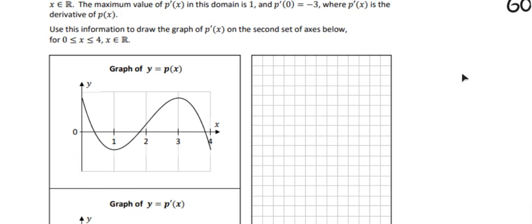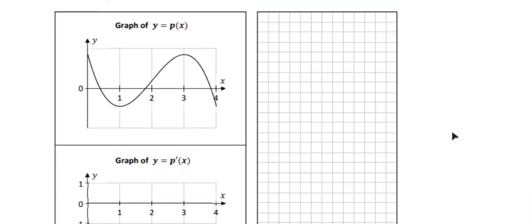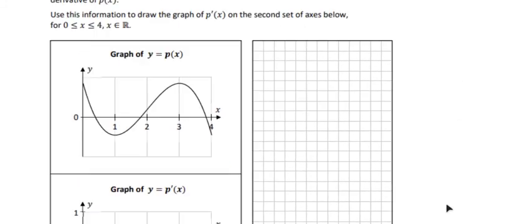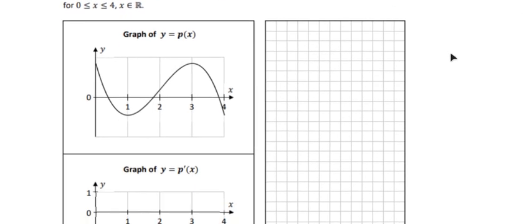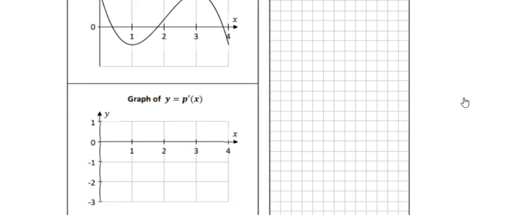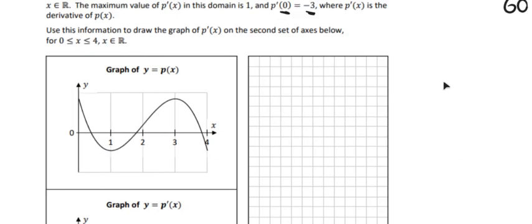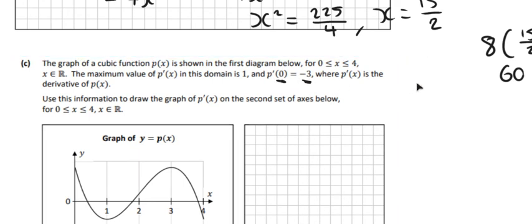Right, so they've given us the graph of y equals p(x), and we need to see what points are on it. So where p'(0) is minus 3, the point (0, -3) has to be a point anyway, so we can put that one in.